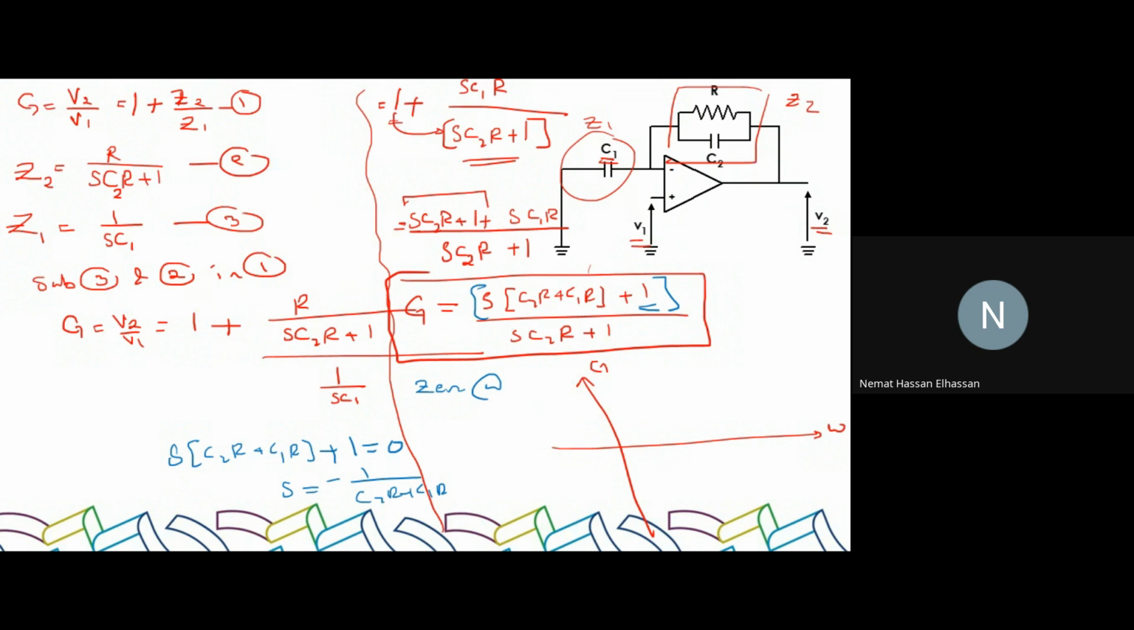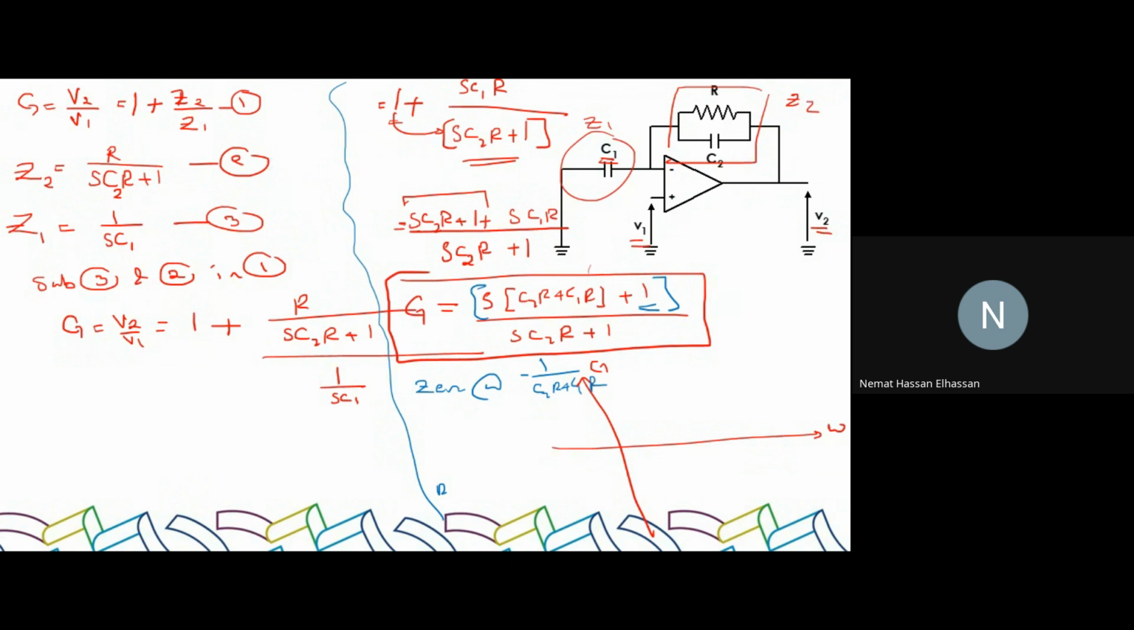Okay? دائما the most reliable way to find the value of 0 انك تاخد البسط تساويه بصفر وتحل S. Okay? And so we have a 0 at negative 1 over C2R plus C1R. طيب do we have poles؟ poles هي قيم S اللي هتخلي المقام صفر. What are the pole values؟ We don't have. Are you sure؟ Let's try it.